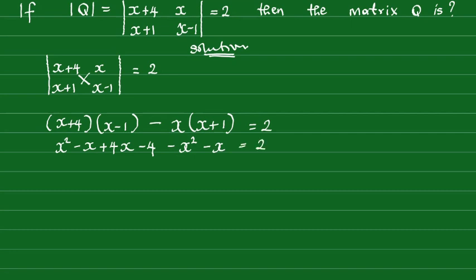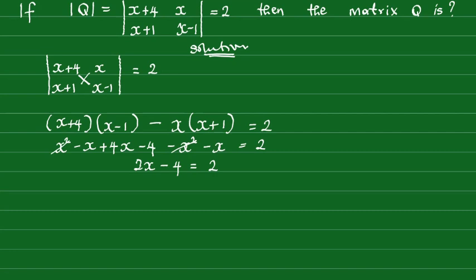Quickly, we collect like terms. So we'll have x squared. We'll cancel out minus x squared. We're left with minus x plus 4x minus x. This will give us 2x. And lastly, we're left with minus 4 equal to 2.